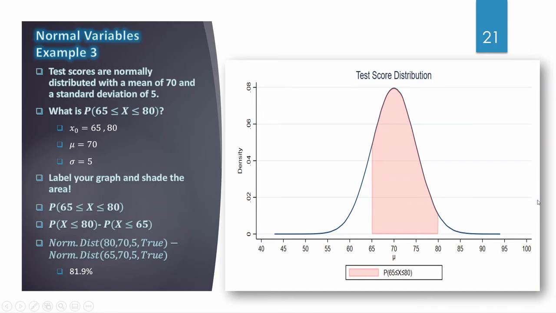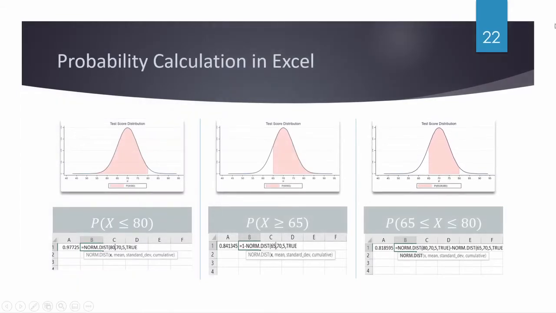Okay, so I could write this problem as the probability x is less than 80 minus the probability x is less than or equal to 65. And that would just be norm.dist of 80, 70, 5, true minus norm.dist of 65, 70, 5, true, or 81.9%. And we'll see all of these are different ways of representing different types of problems here. We're going to practice every time shading them, every time figuring out what the appropriate probability statement would be in Excel.